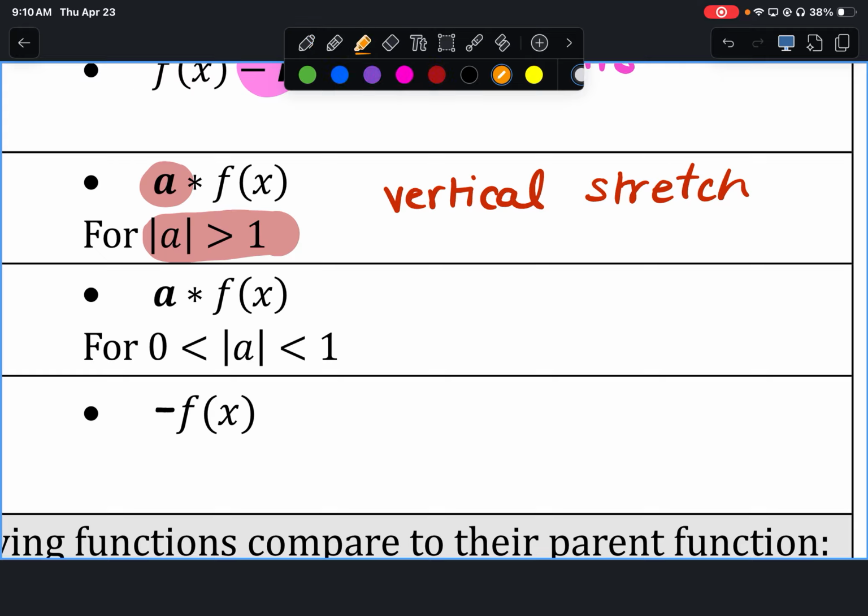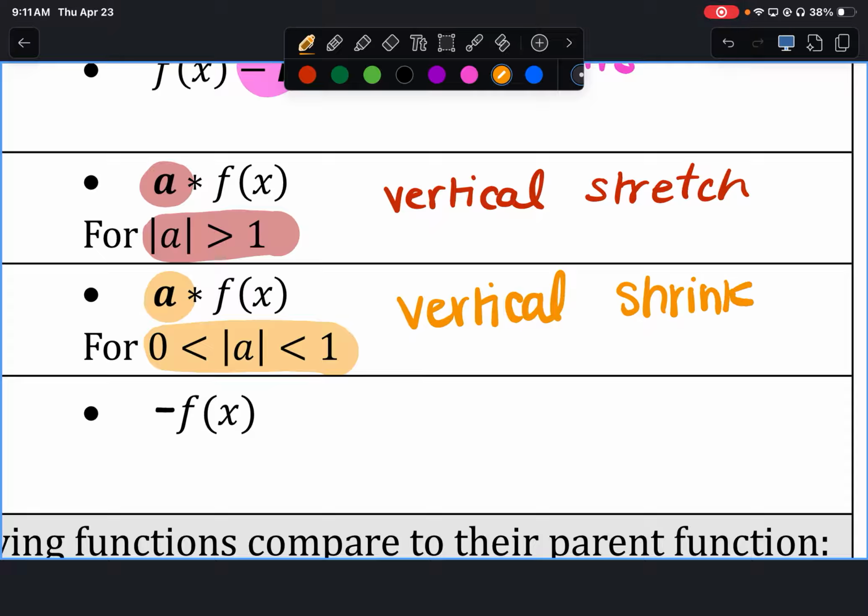We can also have our a be between 0 and 1. What does that cause? Vertical shrink. What's the other way I could write that? You can call it a shrink or a compression. So those are our dilations. Those are the things that do change the shape of our graph. They make our graph taller, skinnier, shorter, flatter. They change something about the dimensions of our function.